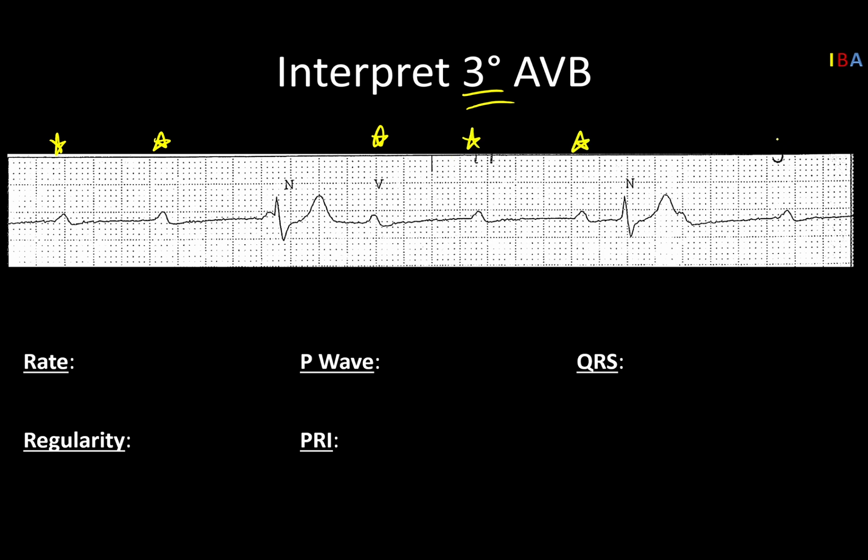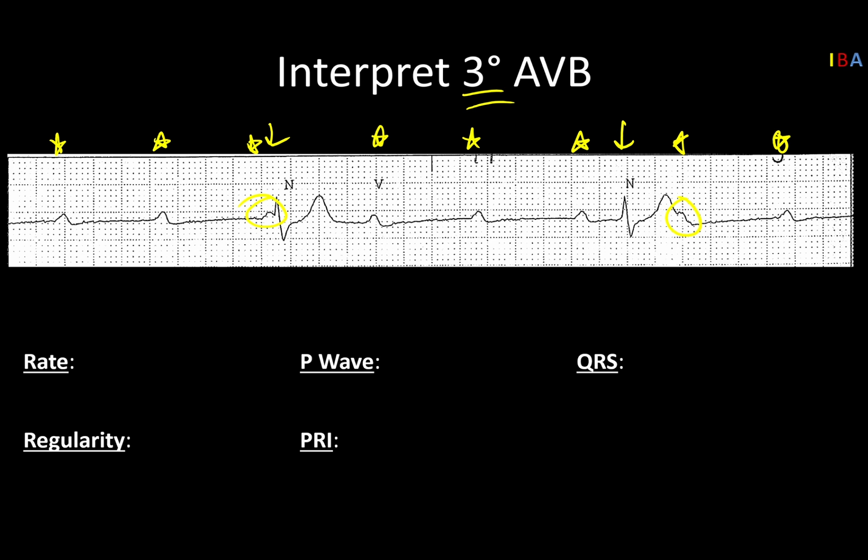And you'll notice you've got a lot more P waves than you do QRSs, right? So that tells us we're in a block. But what's more important is there's actually hidden P waves here and here that you may not have noticed. So we actually have those as well.